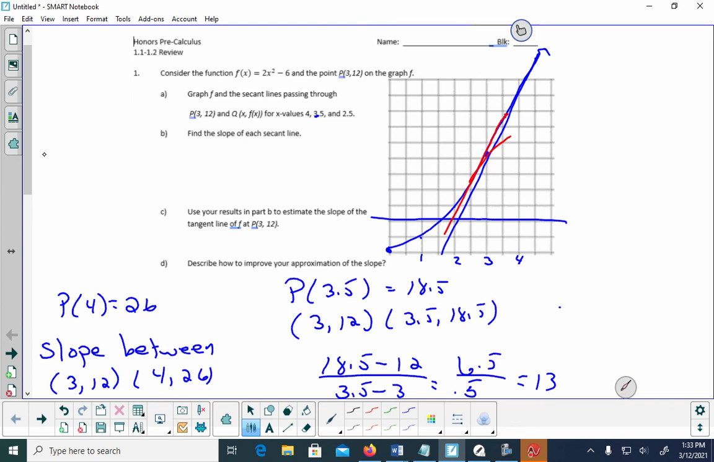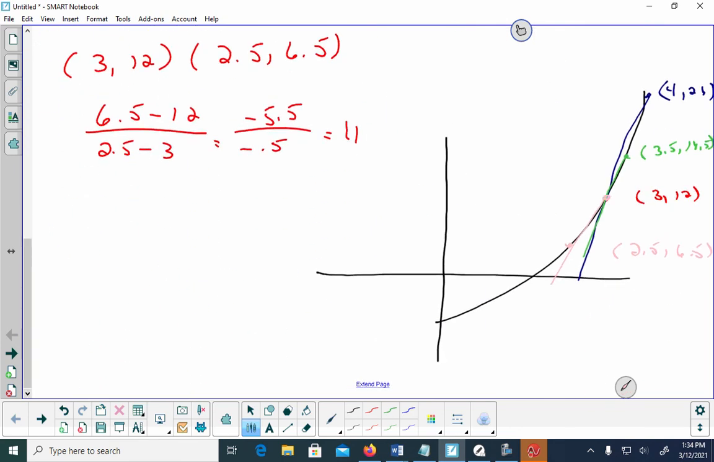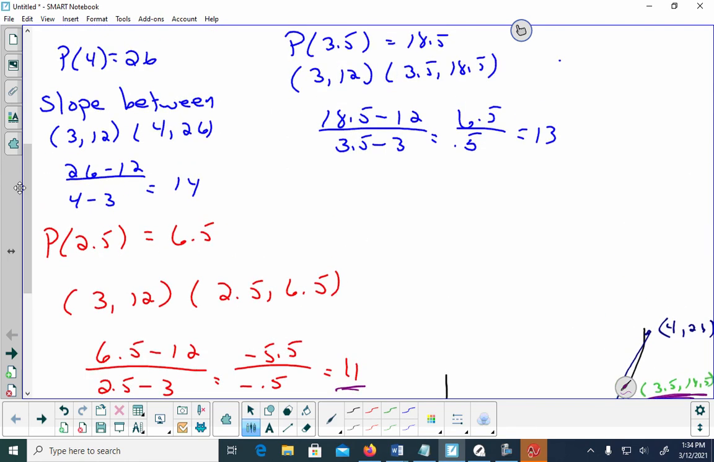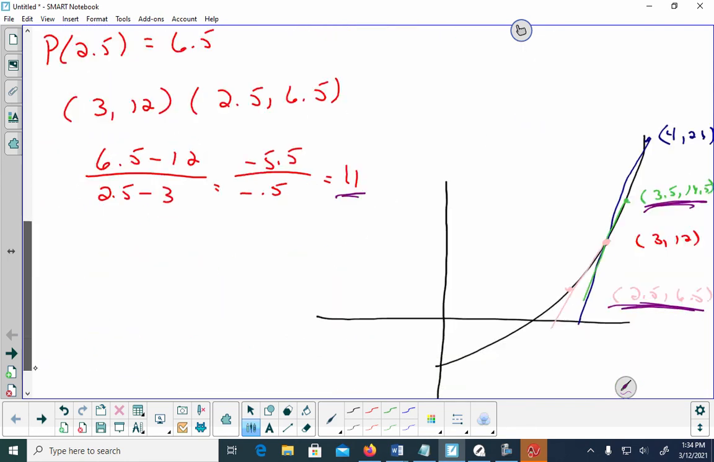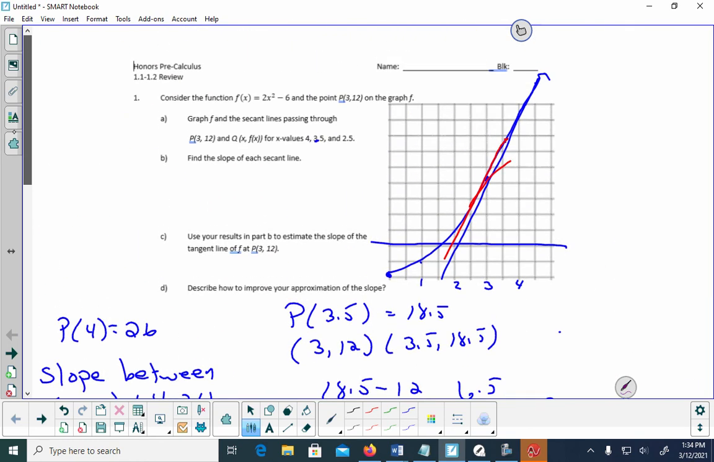So that was part B, all the work down here. Part C says use your results in part B to estimate the slope. To estimate the slope of the tangent line here, I'm going to use the two points that were closest. So I am going to use this point here and this point here, and those slopes were 11 and 13. I'm going to find the average of those two slopes, so 11 plus 13 is 24, divided by 2, and I'm going to get a slope of about 12. And that's my estimate of the slope of the tangent line at (3, 12).